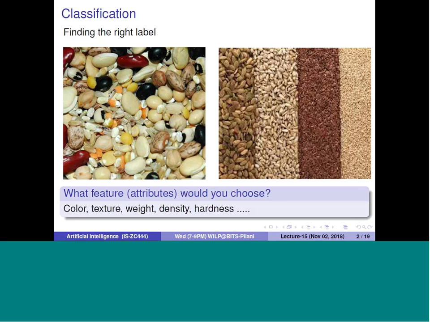To do the classification, how do you proceed? For the particular item for which you want to find the classification, you use some of the properties of that item to describe what the label should be. What could those properties be? In the case of grain, you can use the color of the grain, the texture, the weight, the density, the hardness of the grain, and so on. These things are properties. Based on these properties, you tell me which kind of grain it is. This is what classification is.